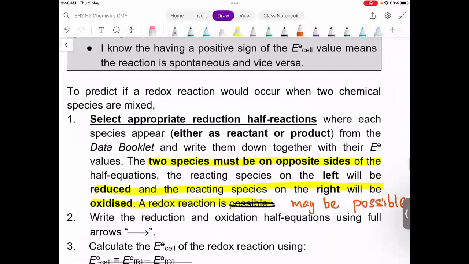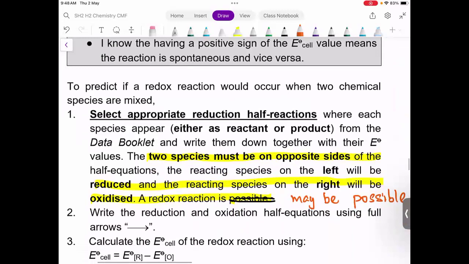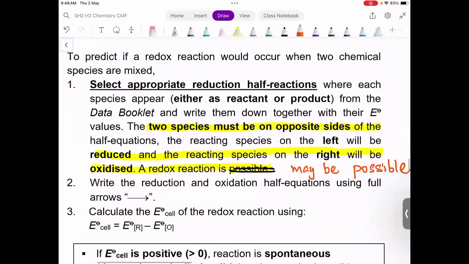All right, to predict whether a redox reaction will occur, the two chemical species are mixed. Okay, so the two species that you're looking at, right, they must appear on the opposite side of the half equation. Okay, do you know why? Because they must form a redox couple. So one reactant will be the reducing agent, which is on the right side. Then the left side will be the oxidizing agent in order to form a redox couple. So by default, the two species must be found on the opposite side of the half equation.